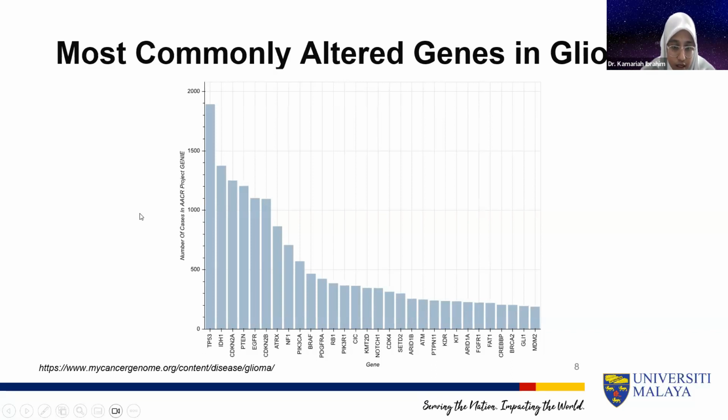So primary GBMs, most of them will not have any IDH1 mutations.